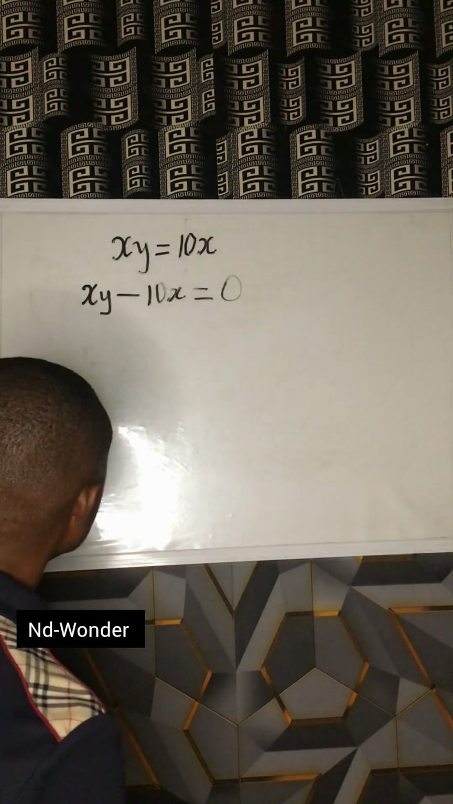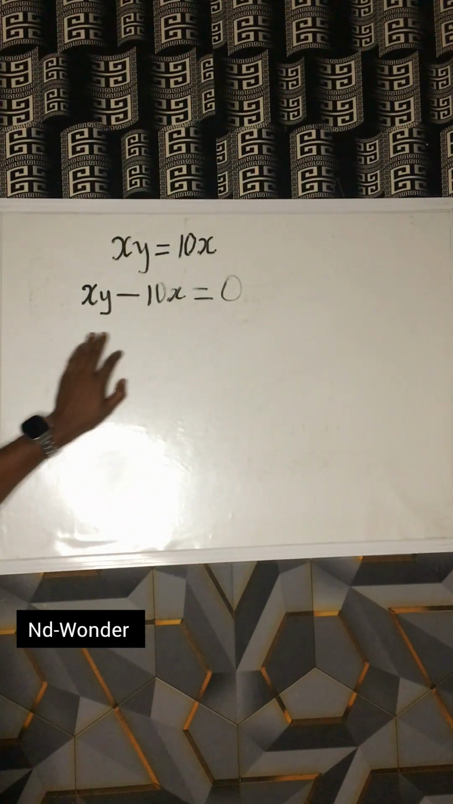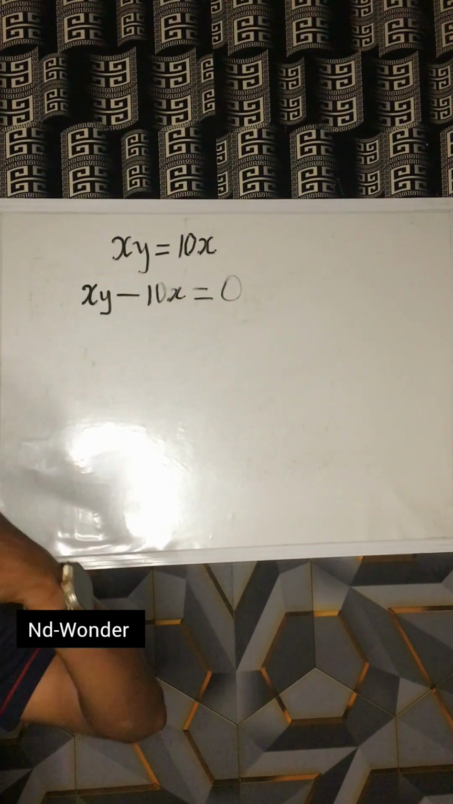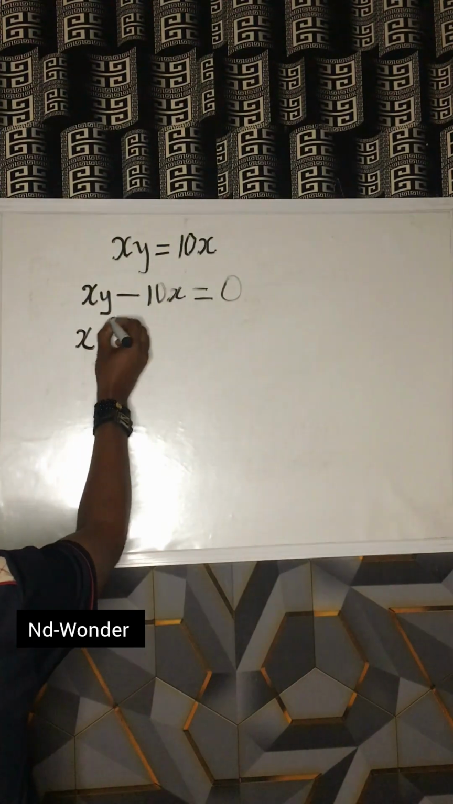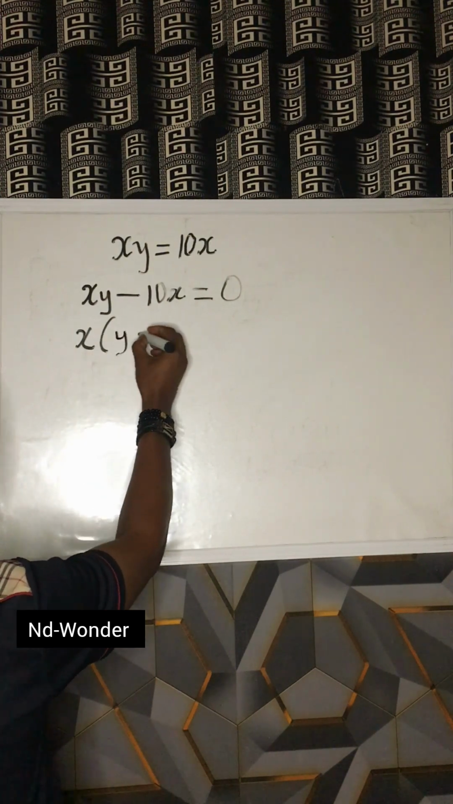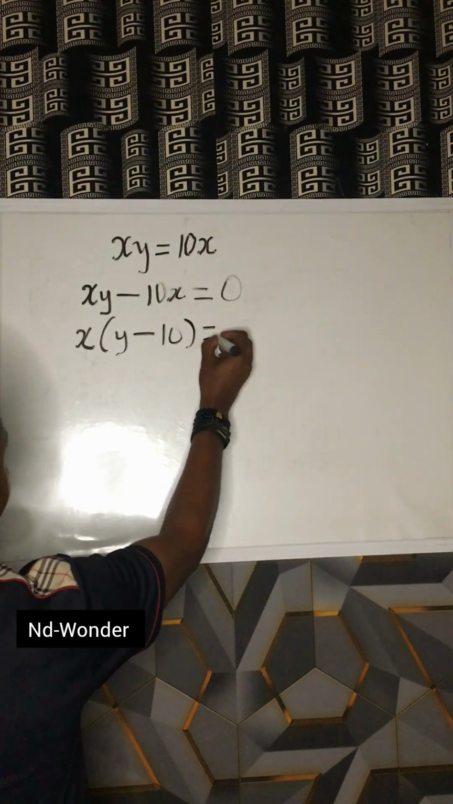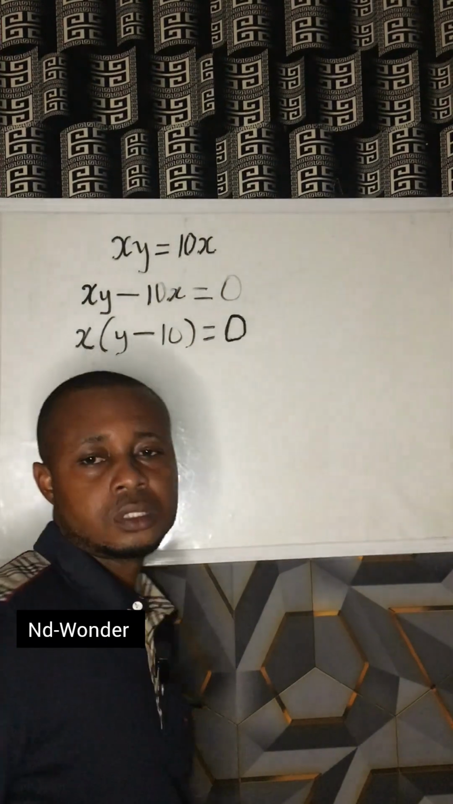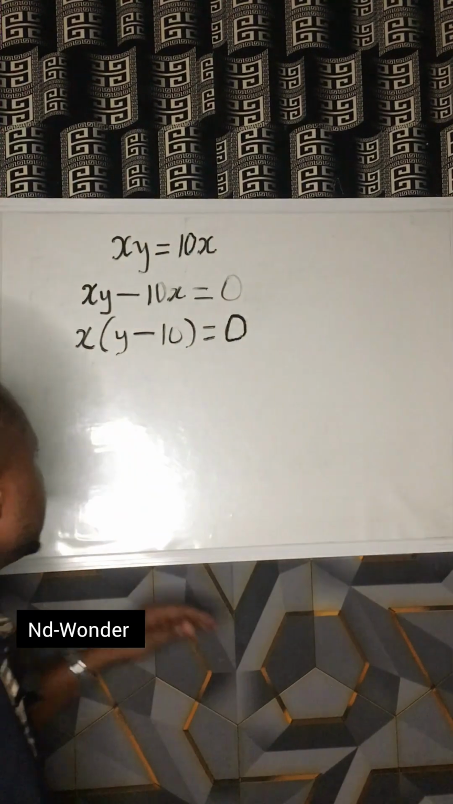The next thing I need to do here is to factorize this value. Yes, x is common. x is here, x is here. So I'm going to factorize it. And when I do that, I'll have x here. Of course, xy divided by x is y. Then minus 10x divided by x is 10. Everything will be equal to 0. You can observe that the value has been successfully factorized.